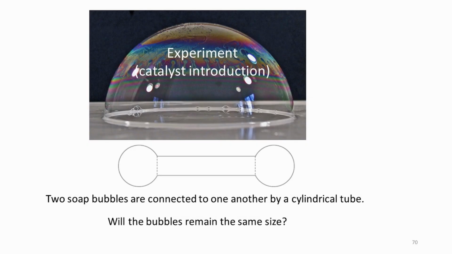As an example, if two soap bubbles are connected to one another by a tube, will the bubbles remain the same size? The answer is that one will get smaller and the other larger until the surface area of the two bubbles added together has reached a minimum.